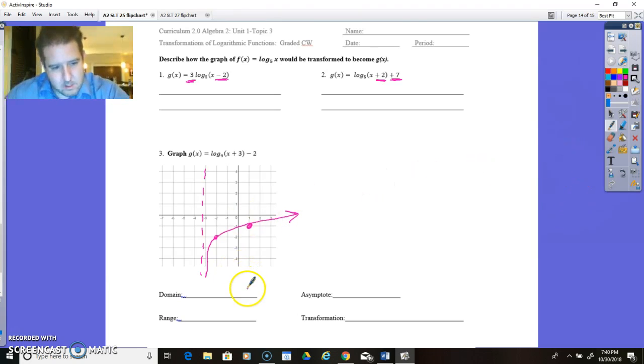And there it is. So the domain is anything greater than negative 3, and the range is infinite. It can be all real numbers. The asymptote is x equals negative 3. And the transformation, as I had mentioned before, oh no, I haven't mentioned that. That's left 3, down 2.